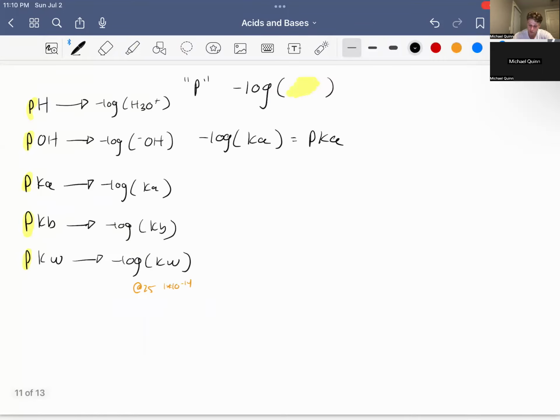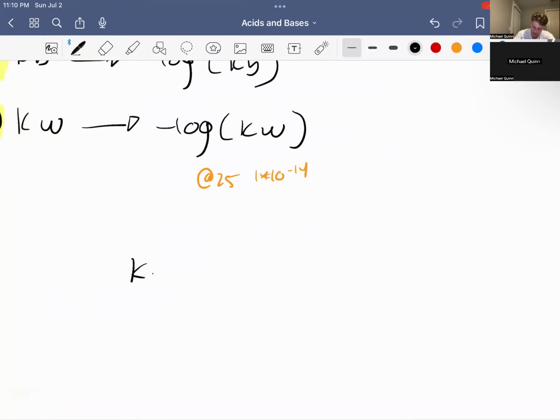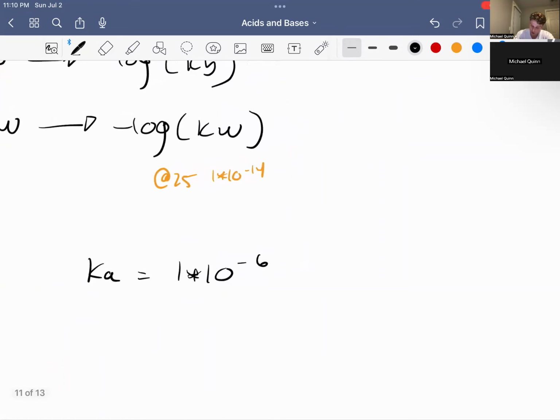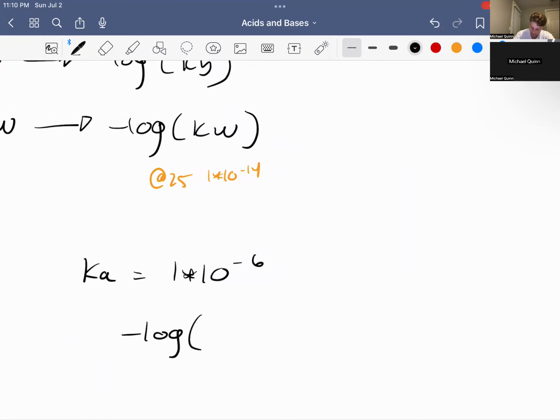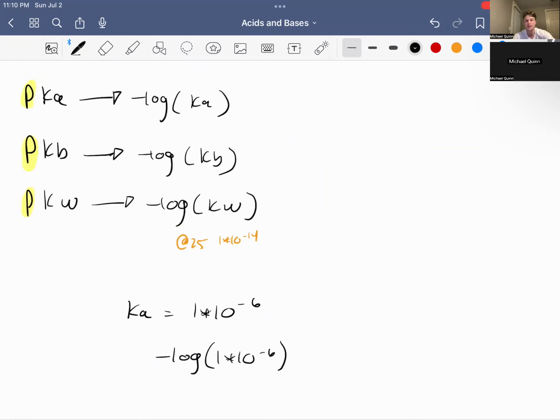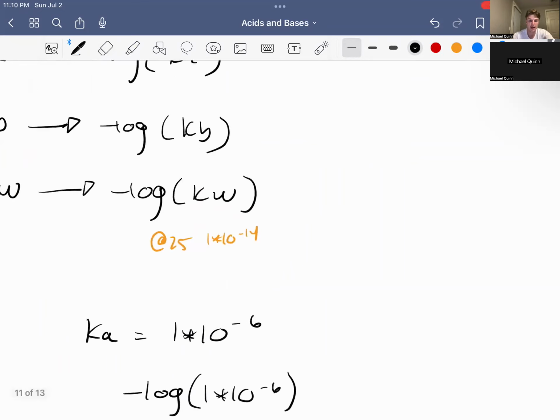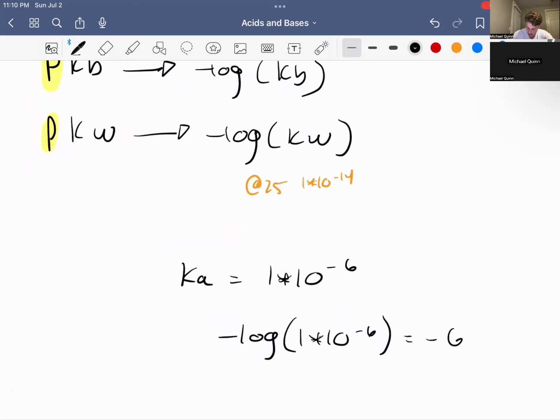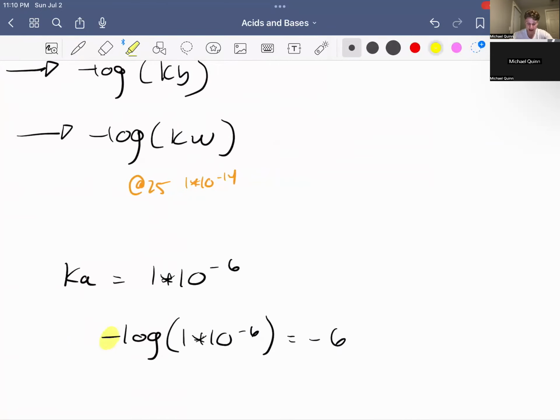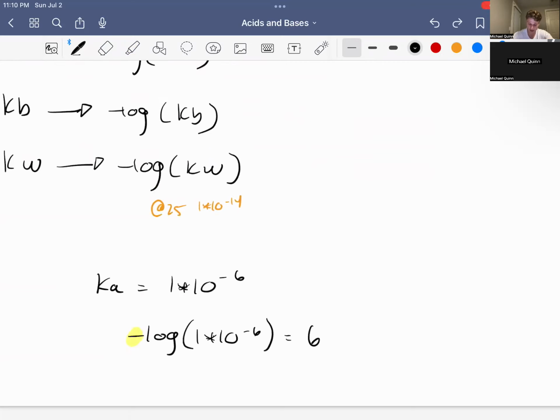So if we have a Ka value of 1 times 10 to the negative 6, and we want to take the negative log of that, we know the log of 1 times 10 to the positive 6 would be 6. But when we go the other way, log of 1 times 10 to the negative 6 is going to be equal to negative 6. However, we are multiplying it by this negative out here, which makes this positive 6. So again, log of 1 times 10 to the negative 6 would be negative 6, but it's negative log, so this is equal to 6.